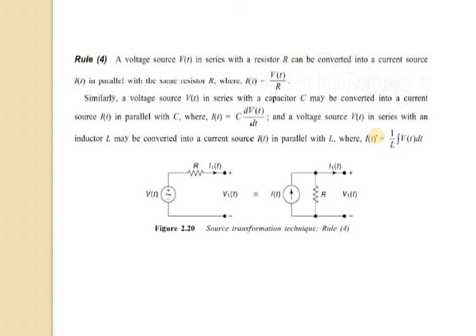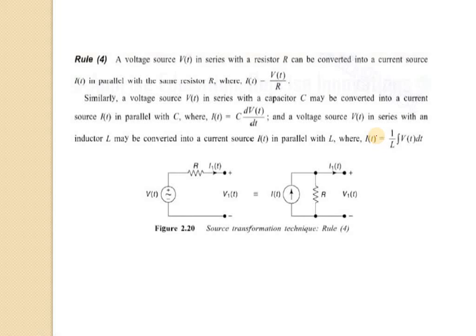Rule 4. A voltage source Vt in series with a resistor R can be converted into a current source It in parallel with the same resistor R, where It equals Vt by R. Similarly, a voltage source Vt in series with a capacitor C may be converted into a current source It in parallel with C, where It equals C dVt/dt, and a voltage source Vt in series with an inductor L may be converted to a current source It in parallel with L, where It equals 1 by L integral of Vt dt.